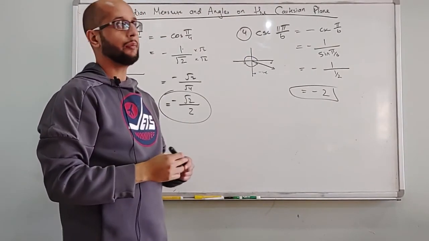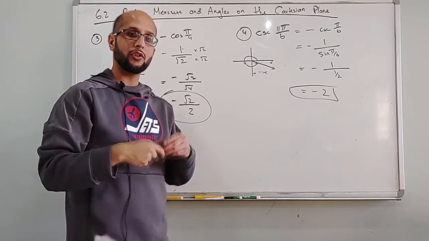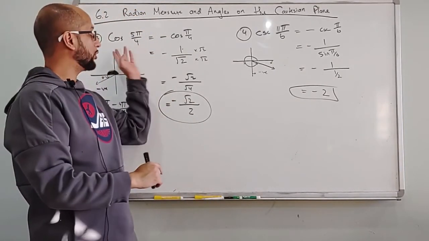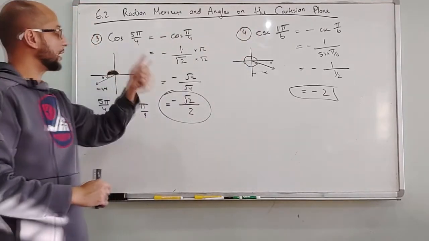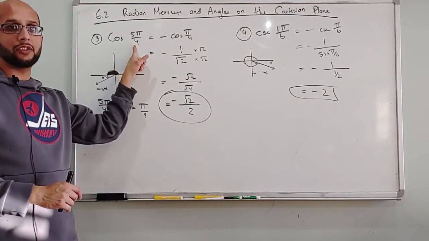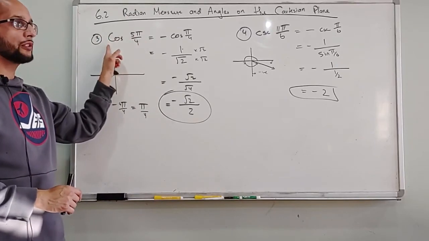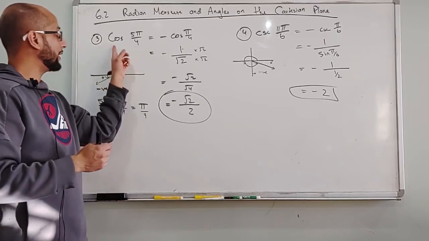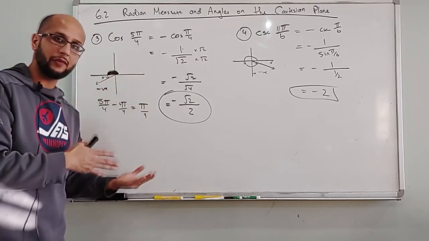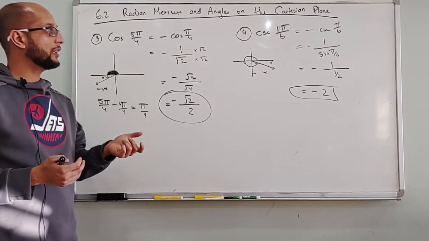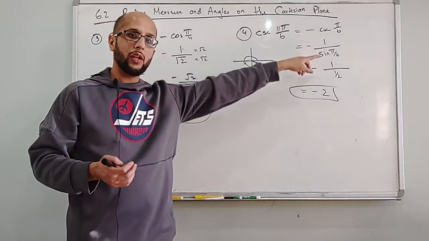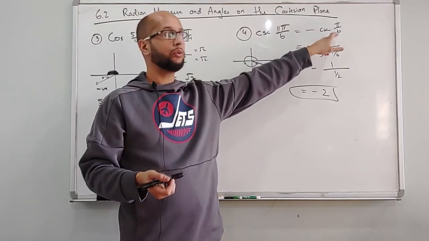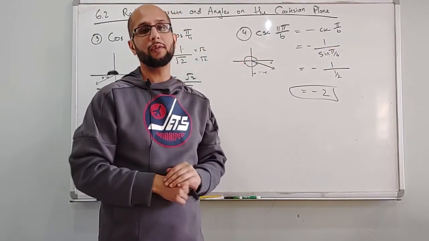This does take some time to get comfortable with. It does require you to sit and do these questions. Organize your thoughts. When you're coming up with questions like this, step 1, determine which quadrant your answer is in. Step 2, you want to figure out, is the trigonometric ratio positive or negative in that quadrant? Step 3, find the related acute angle. And then step 4 would be to solve that related acute angle ratio using your special triangles.